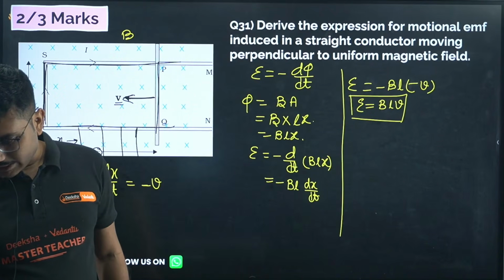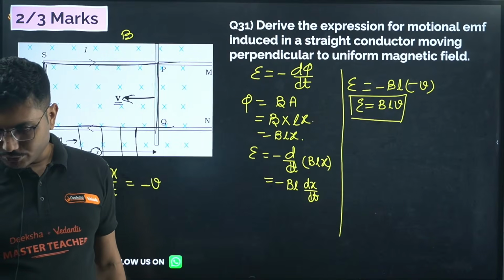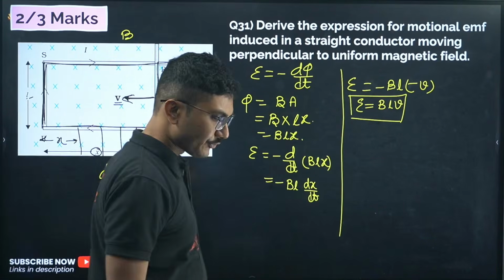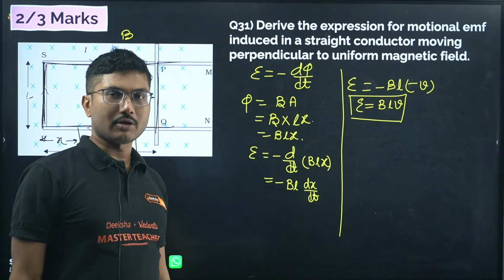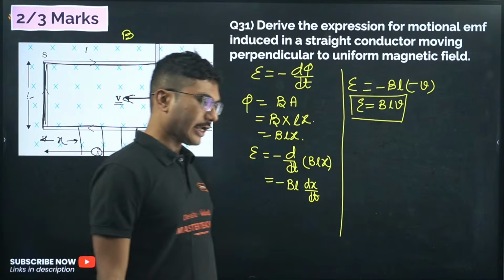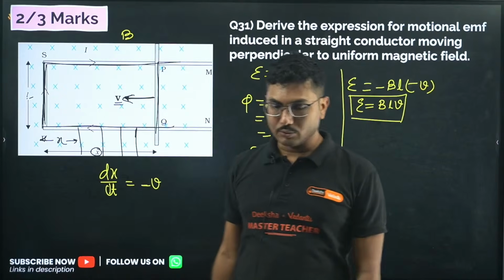Sir, wave optics and ray optics, which chapter's theory questions are most important? Wave optics theory questions are most important. From wave optics, a reflection or refraction based question, a Huygens principle based question is most likely to come.